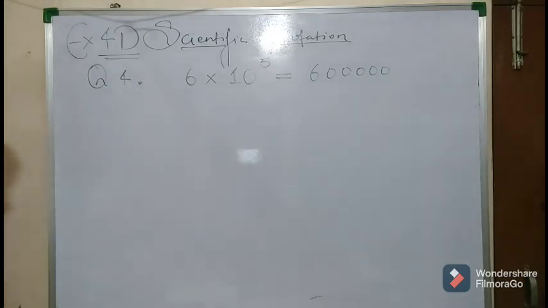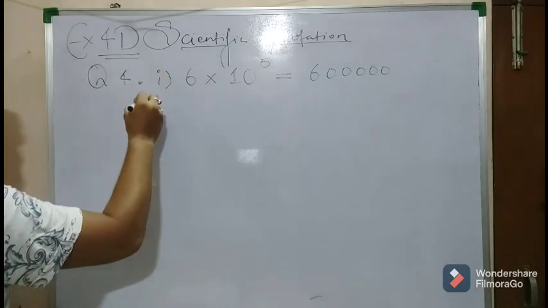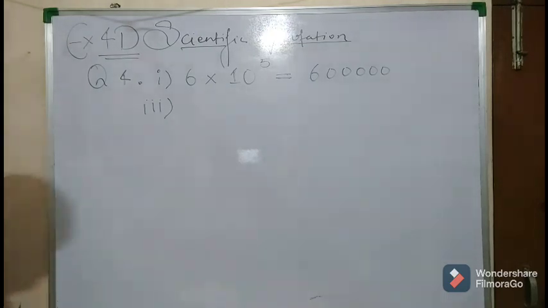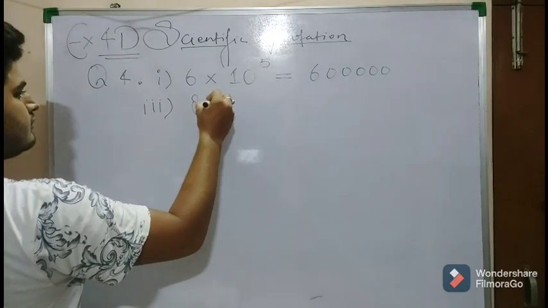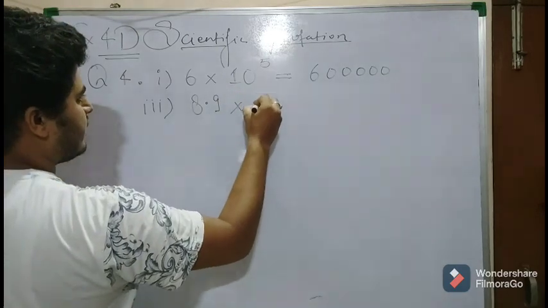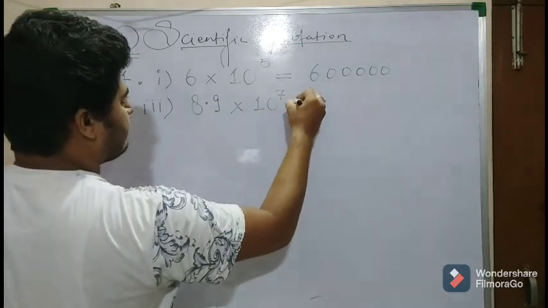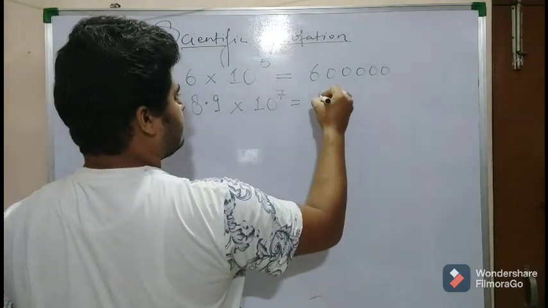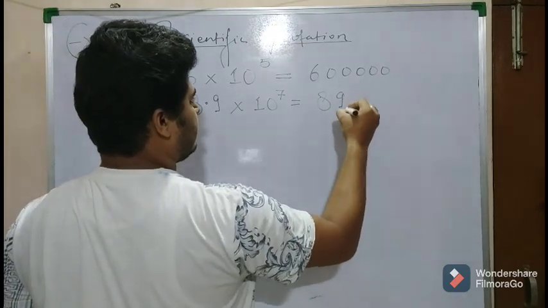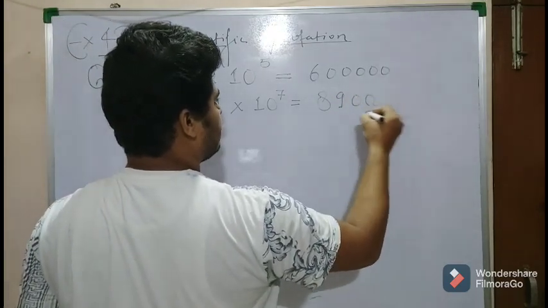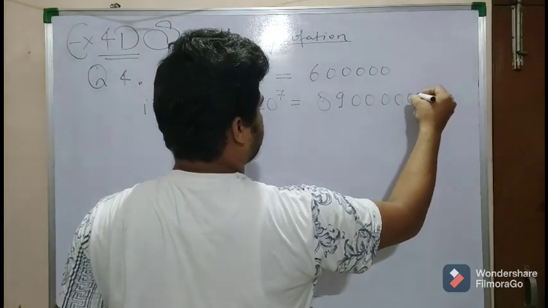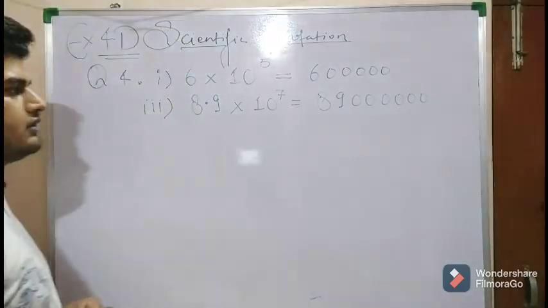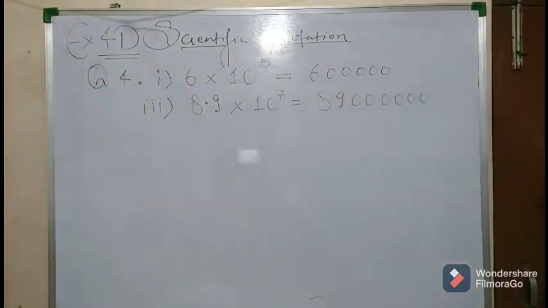In the same way, the third part is saying 8.9 into 10 raised to the power 7. So when we write it in standard form, 8 and 9, then 2 zeros, 3 digits, and 4 more zeros. So 3 plus 3 is 6 and 1 is 7. So this will be the standard form of 8.9 into 10 power 7.